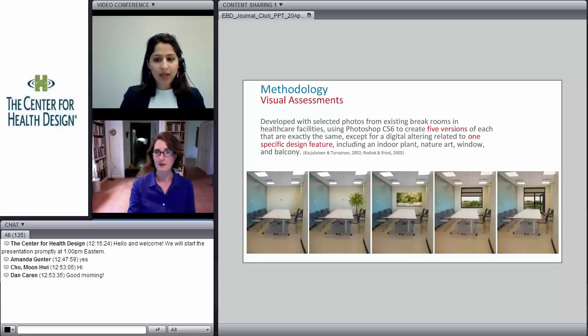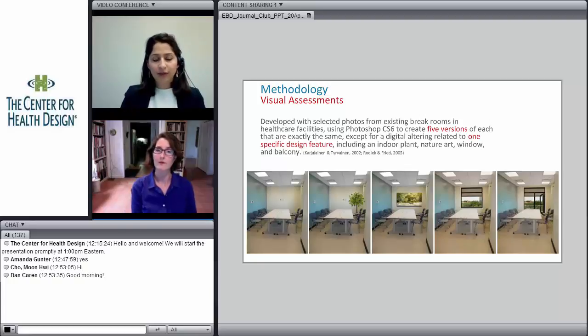So how it was set up, this was part of the online survey. The participant could see all of the photos simultaneously on their screen. They could actually click on it, make it bigger, see more details, and then we asked them to evaluate each photo in terms of how effectively it can help them release stress and feel more refreshed on a scale of 0 to 10.